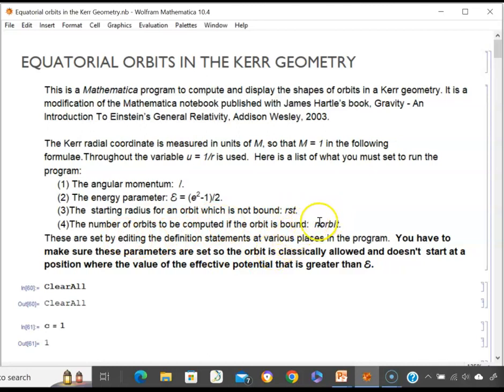The number of orbits computed, if necessary, can vary from 1 up. It's a matter of setting the orbits. You have to make sure the parameters are set so the orbit is classically allowed and doesn't start at a position where the value of the effective potential is greater than E.